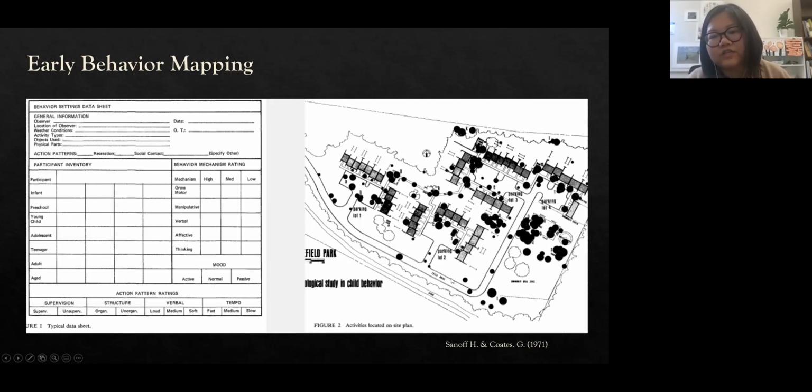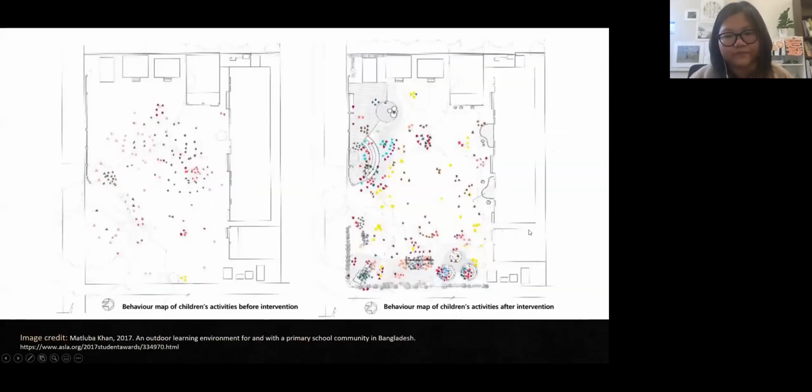And as you can see, this is how the people are using the space. They cluster around this area. And then right now, landscape architects also use it to evaluate the before and after performance of a place.